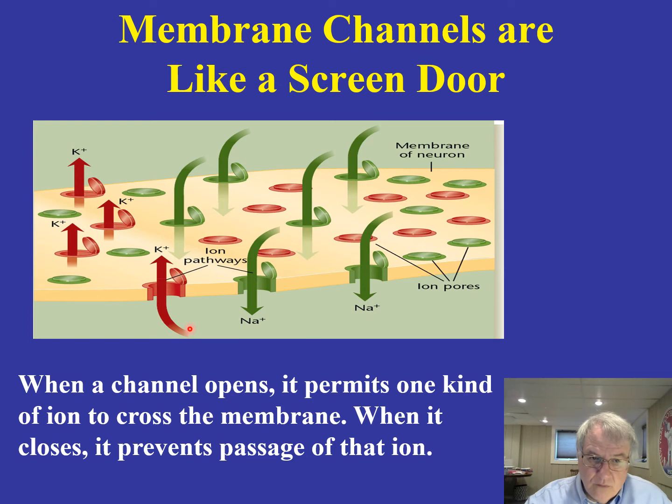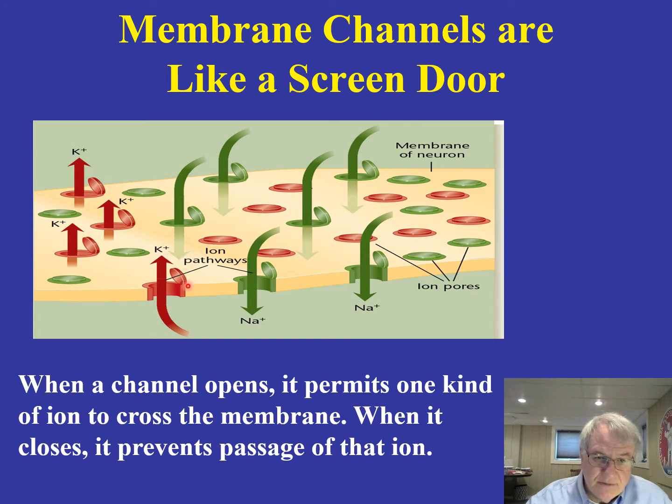Here's what this all looks like. Again, kind of an artist's rendition of what these membrane channels look like. Consider them to be like a screen door. When that channel opens up, it's going to permit potassium to leave the inside of the cell. When they're closed down, as we see here and here and here, again, this is the membrane of a neuron.